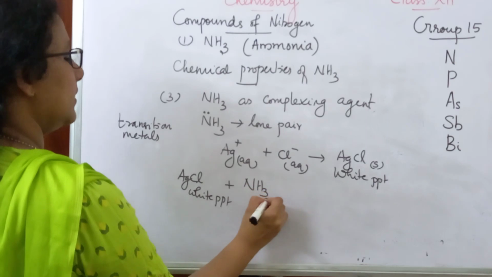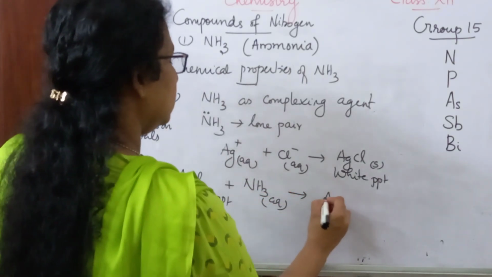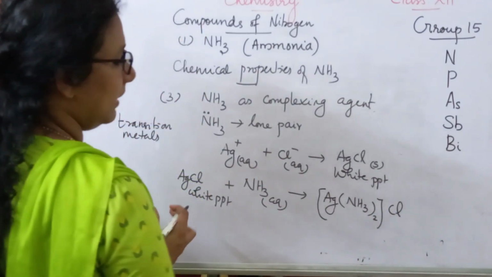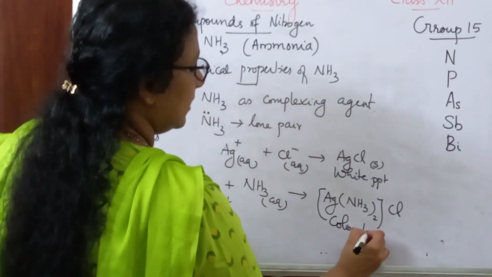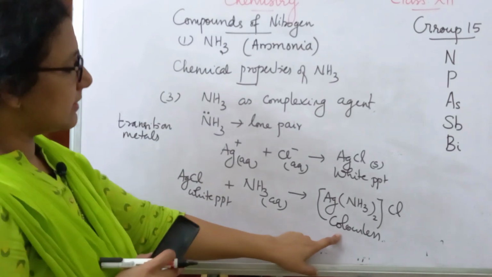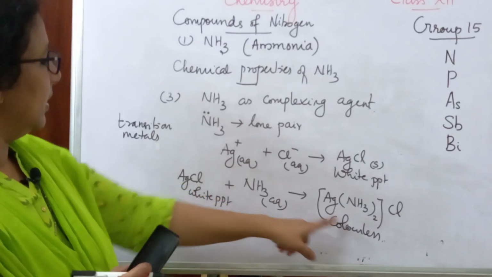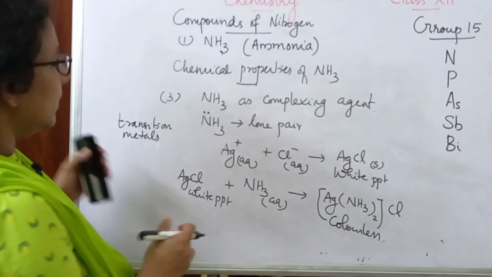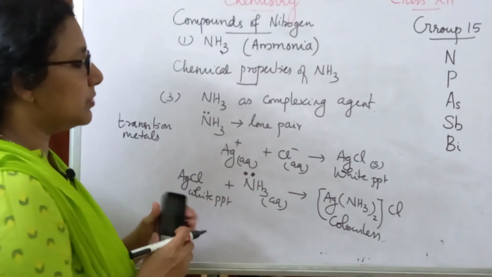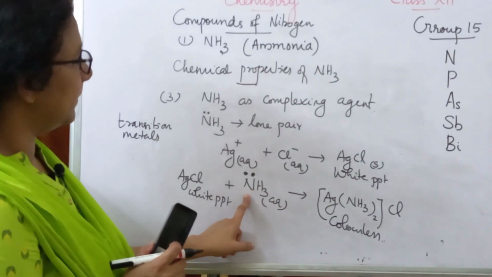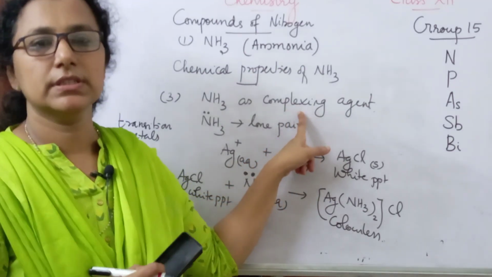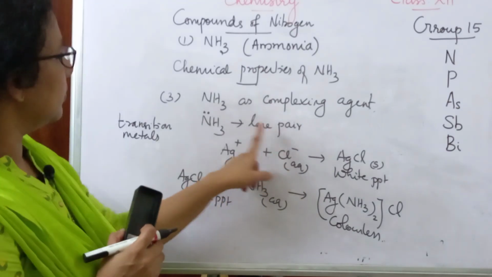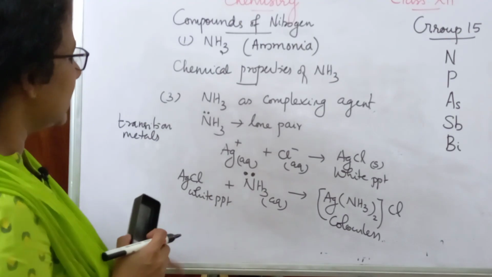If you use this white precipitate with aqueous ammonia, again a complex compound is formed. So this is actually the complex compound, and it is colorless in nature. So if we are getting a colorless solution, we can detect the presence of Ag+ ion, which is a transition metal. Here the presence of lone pairs of electrons helps to link with the metal ion. So the lone pair of electrons will help in complexing with the metal ions. So NH3 acts as a complexing agent because of the presence of lone pairs of electrons. So this reaction can be used to detect the presence of transition metals like copper and silver.